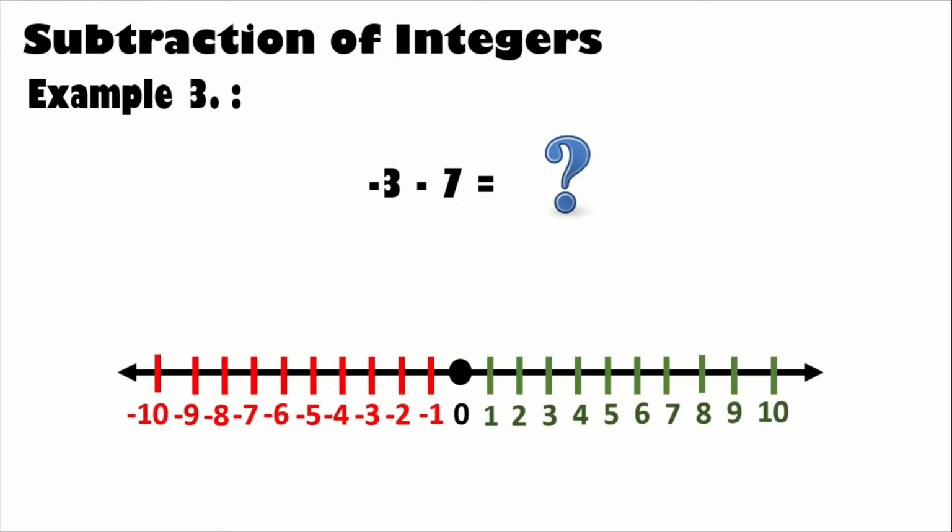And then we have example number 3, which is negative 3 minus 7. And as you can see, they both have the same signs, okay? So we have negative 3 minus 7. So in this example, we will still be moving from right to left. So let us see. 1, 2, 3, 4, 5, 6, 7. And the answer will be negative 10.